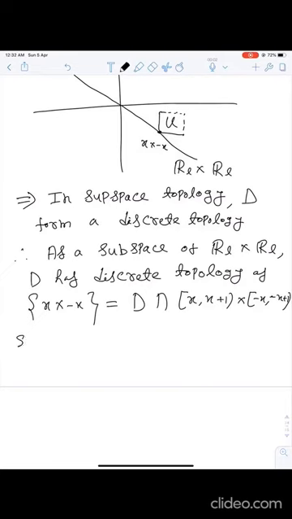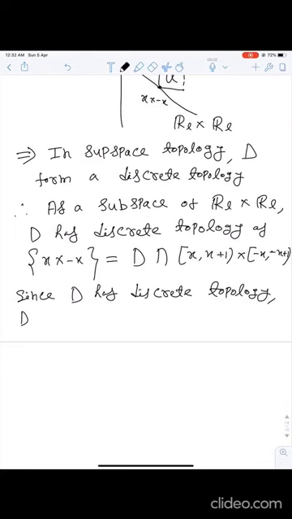Now since D has the discrete topology, D is not separable. So a subspace of a separable space may not be a separable space.